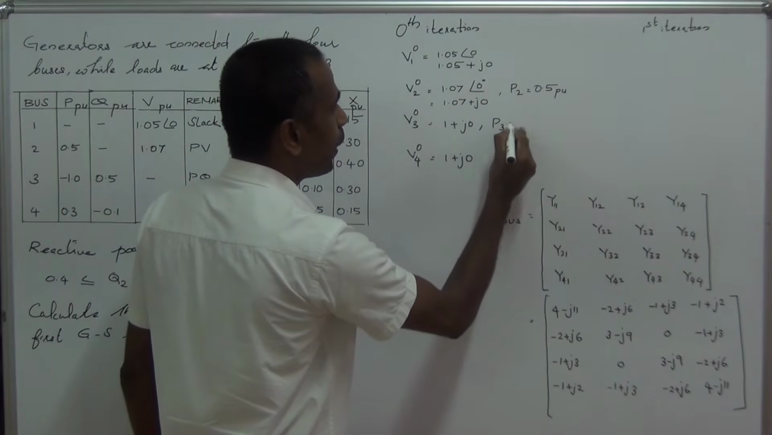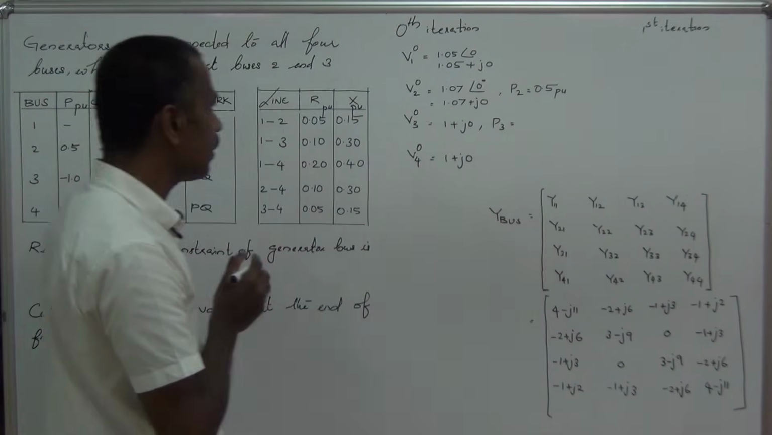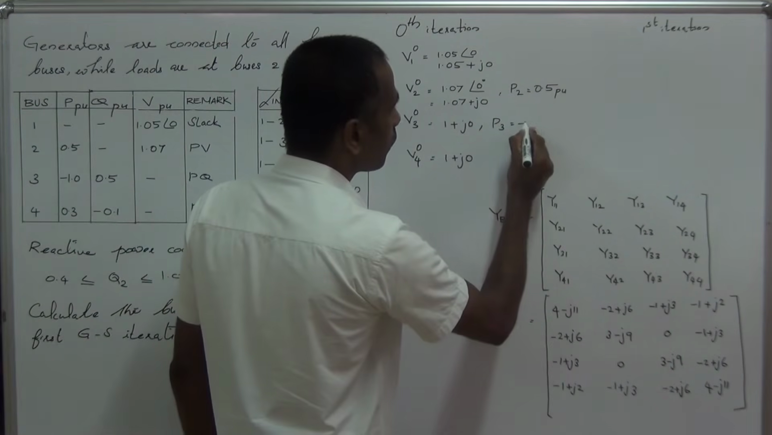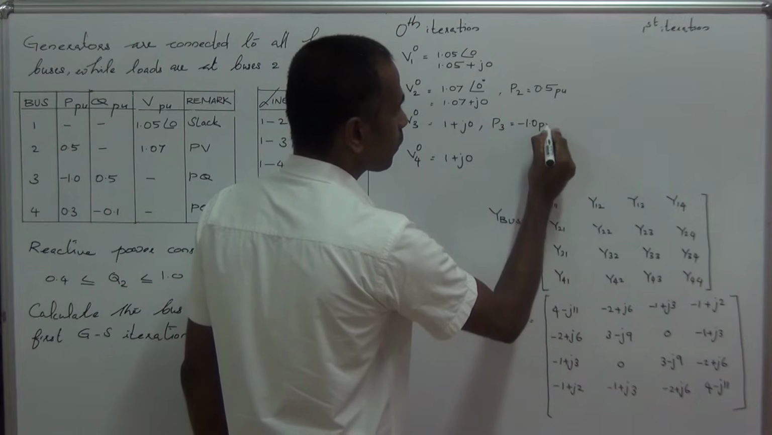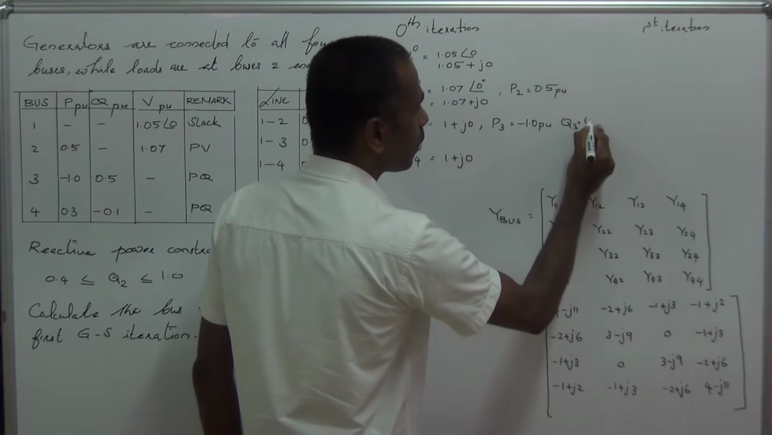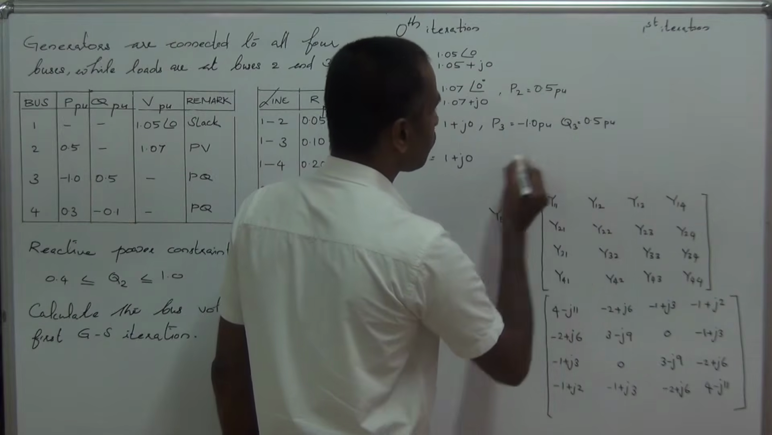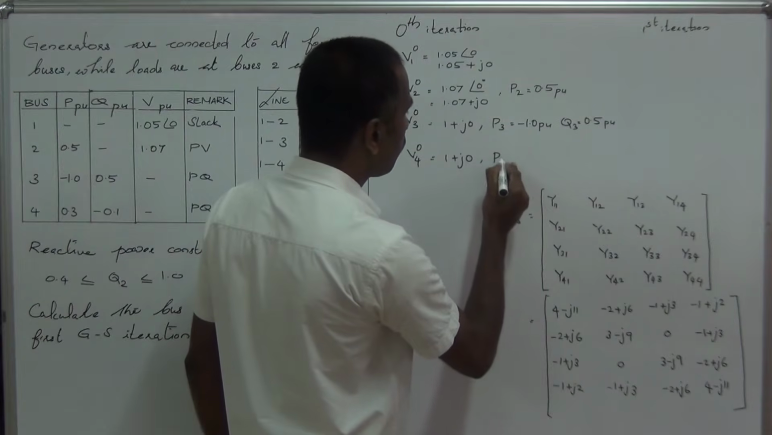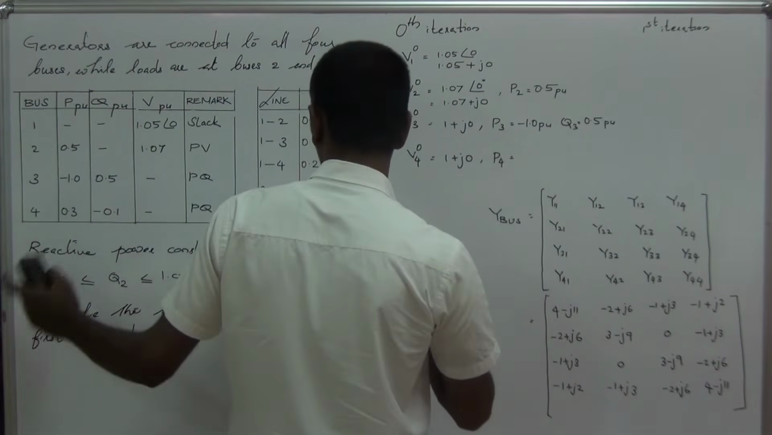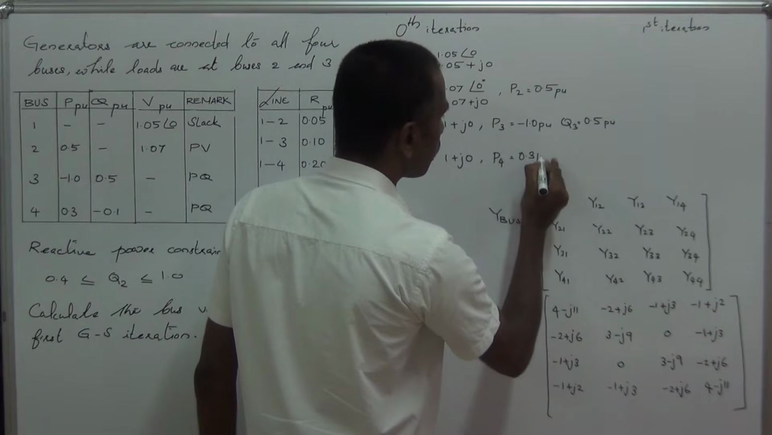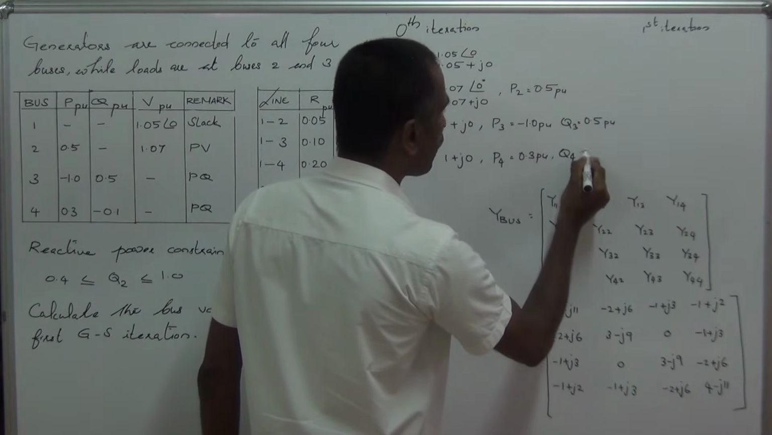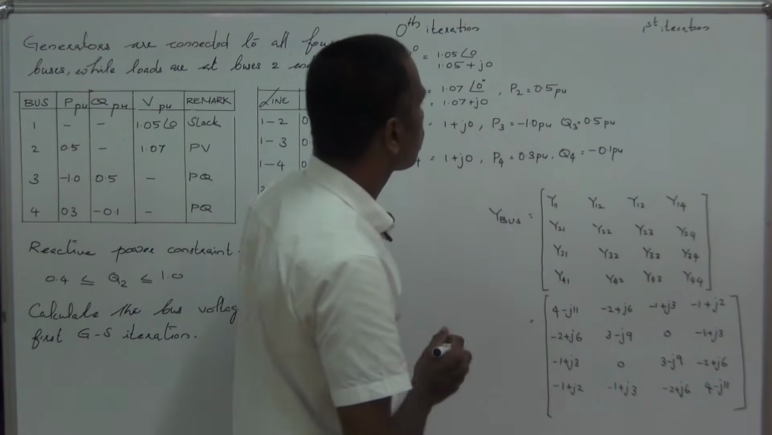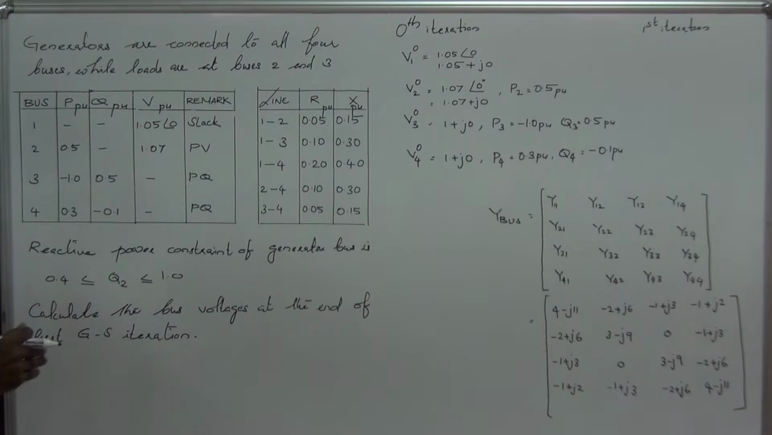Now the third bus is PQ bus. So P and Q are given in the problem. P3 equals minus 1, and Q3 equals 0.5 per unit. What is P4? The fourth bus active power is 0.3, and Q4 equals minus 0.1. So these are the given parameters of this problem.